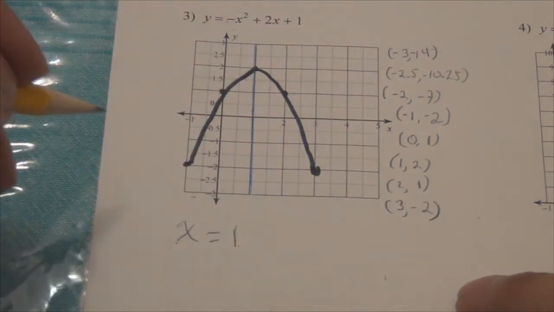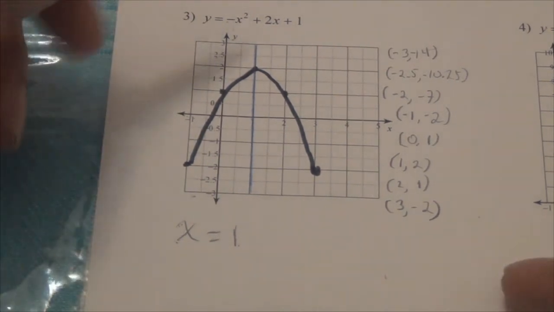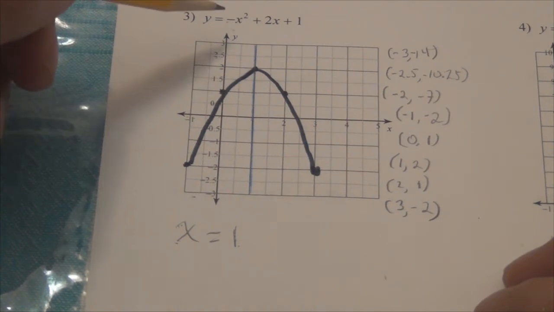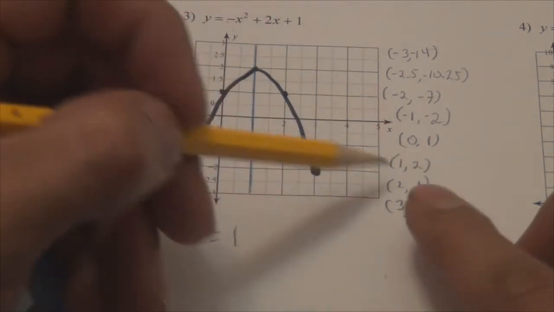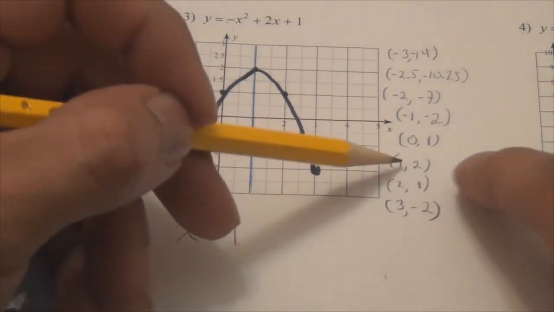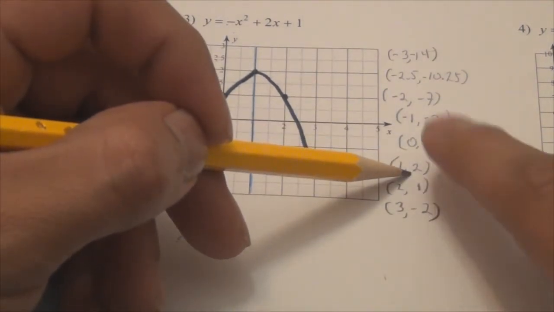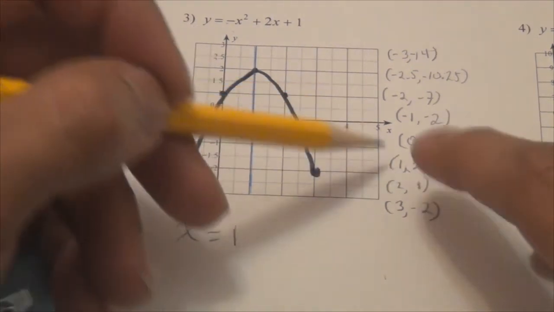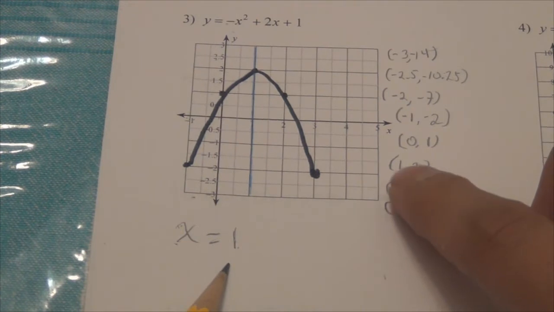How do I obtain the vertex? Right now it's visible at plain sight. Okay, the vertex happens at 1 comma 2, because after this the values start repeating. See that? 1, 1, negative 2, negative 2. So the vertex is 1, comma 2. And of course, look, the x-coordinate is 1.